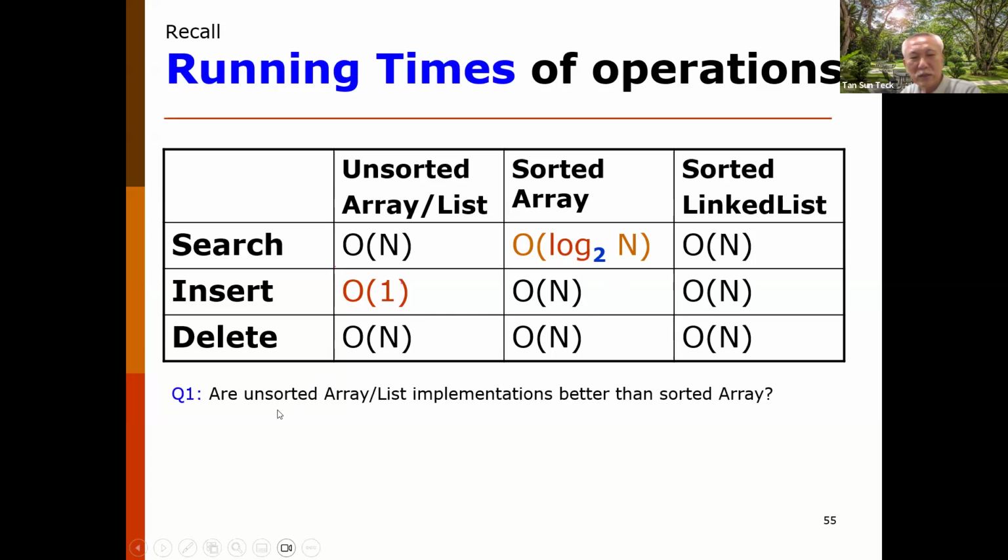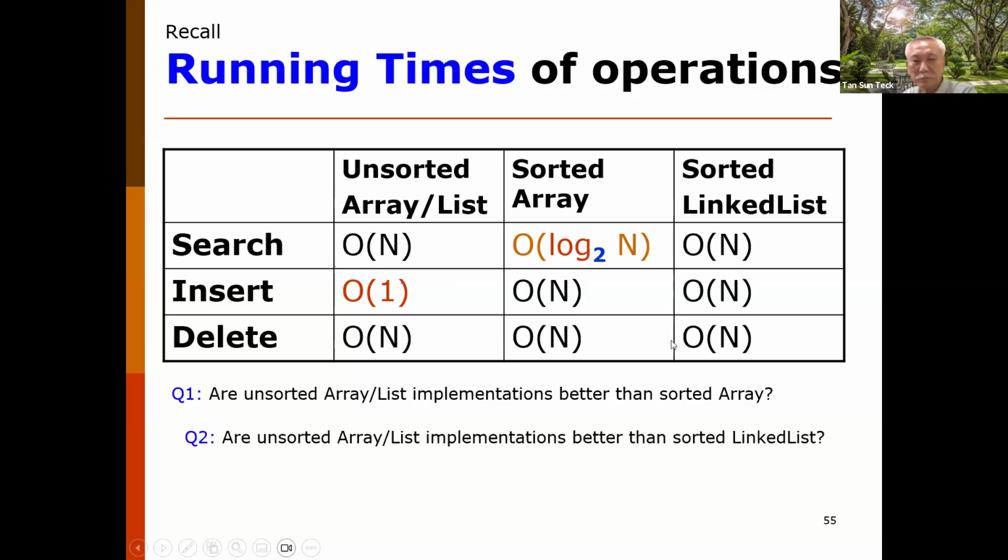Okay, so you answer this question: is an unsorted array list implementation better than a sorted array? If this is unsorted, do you think it is actually better than this? You can see that insert is actually much better. If you just consider the sorted array, in fact, searching is very fast. But if you're not going to do searching all the time, you are just doing insertion, then maybe you want to consider the second option. So you can see that the unsorted array implementation is actually much better than the sorted array in that case.